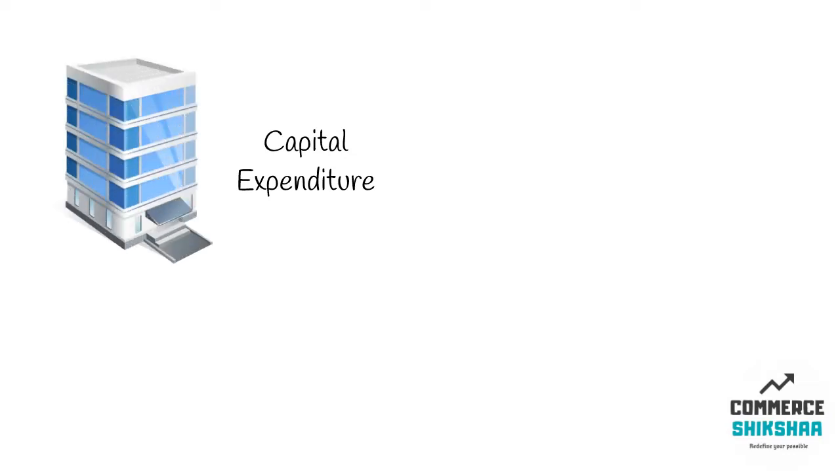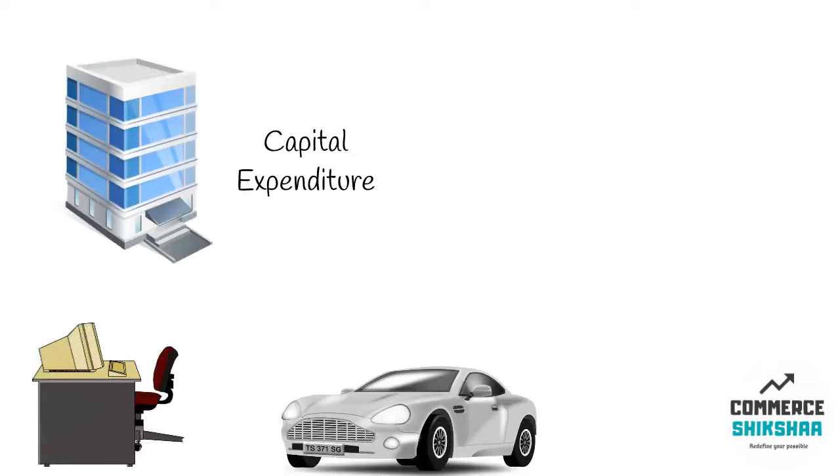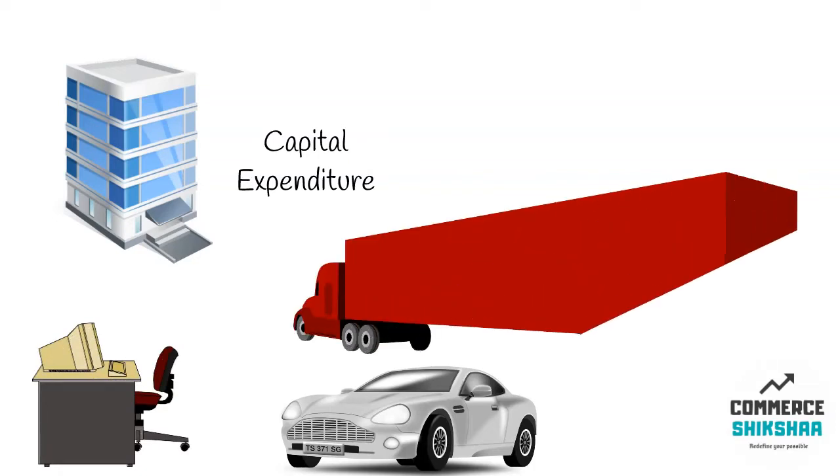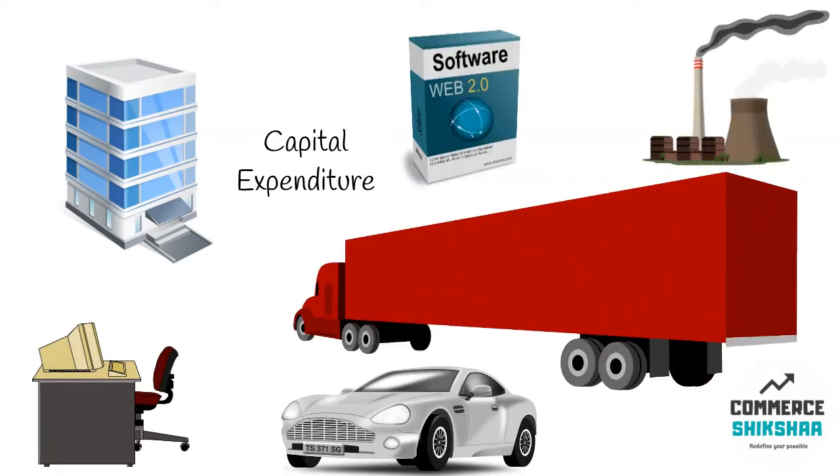Now let's discuss some examples of capital expenditure. As you can see, building, car, furniture, computer, commercial vehicles, software, factory. These are some of the examples of capital expenditure.